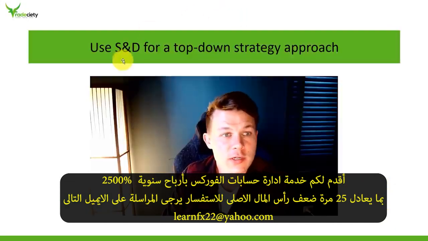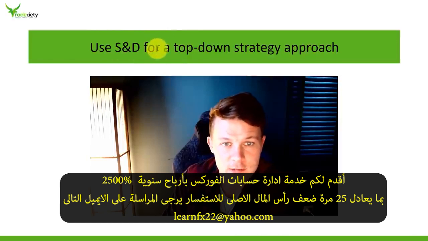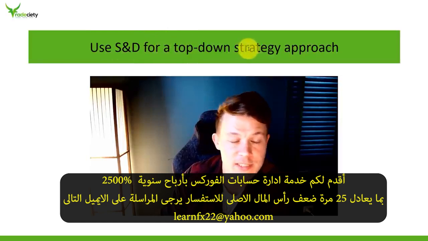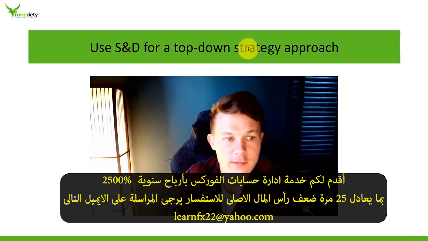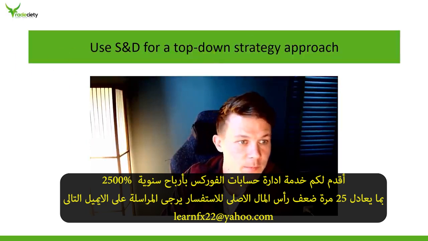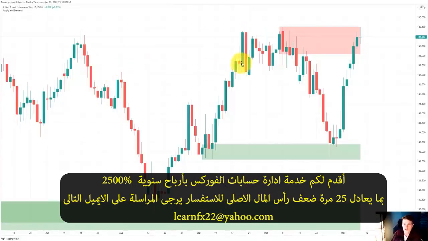Let me show you another way of using supply and demand for a top-down strategy. We start with a higher time frame, and then we execute a trade on the lower time frame. So we have here a market that is overall range bound. This is the daily time frame, and you can see we have a downtrending phase, an uptrending phase, a downtrending, and an uptrend. And you can see the market is very nicely responding to previous supply and demand areas.